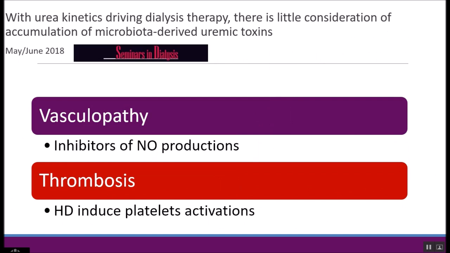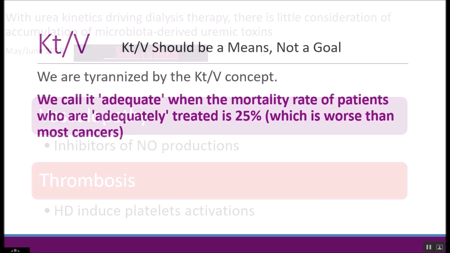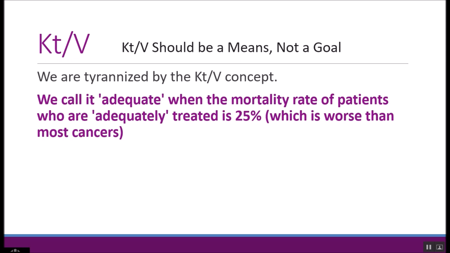Also, Kt/V does not describe the accumulation of microbiota-derived uremic toxins, the middle molecules, which are involved in vasculopathy, inhibition of nitric oxide, thrombosis, and activation of platelets. So Kt/V should be a means, not a goal. It is not the only way to assess the adequacy of patients. It is just a starting point to assess your patient's adequacy of hemodialysis.